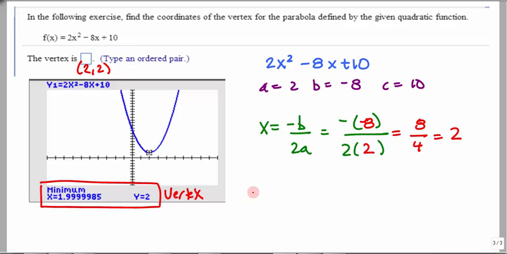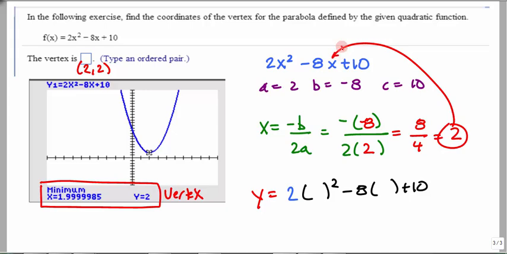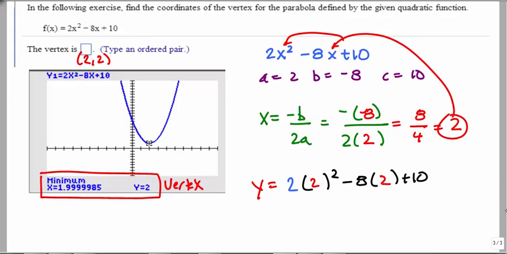And then to figure out what y is, I plug 2 back into my original. So everywhere that there's an x, I plug in this value of 2. So I come up here, I plug 2 in here and here. And you could also go back to your calculator and plug that in, or use your second table function and just look up 2 on your table, and it would tell you that as well.